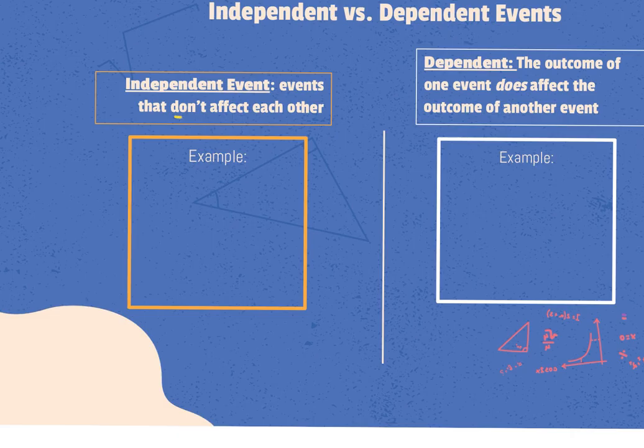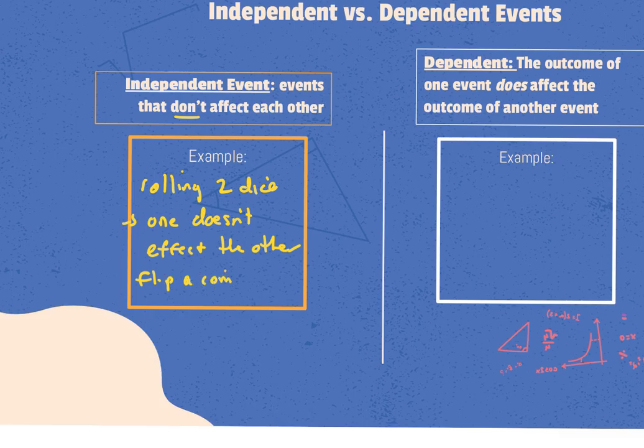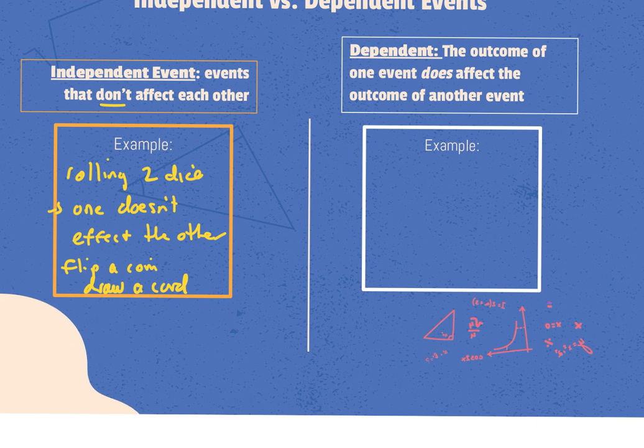Independent events, the two don't affect each other. So if I roll 2 dice, one doesn't affect the other. Or if I said flip a coin and draw a card, those two things are independent, they don't impact each other.